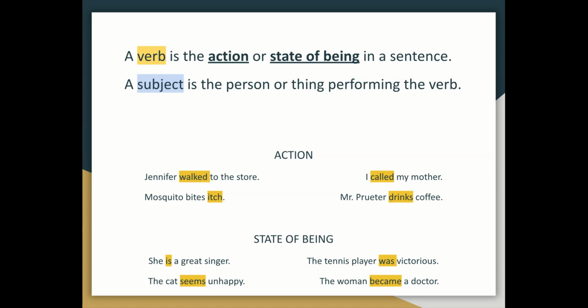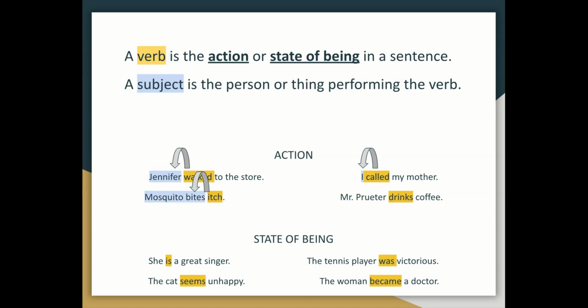Remember, the key is to look right in front. So Jennifer walked to the store. Who walked to the store? Jennifer did. Look right in front. Who called my mother? I called my mother. Boom. What itches? Right? That's a short sentence, but if itch is our verb, what itches?